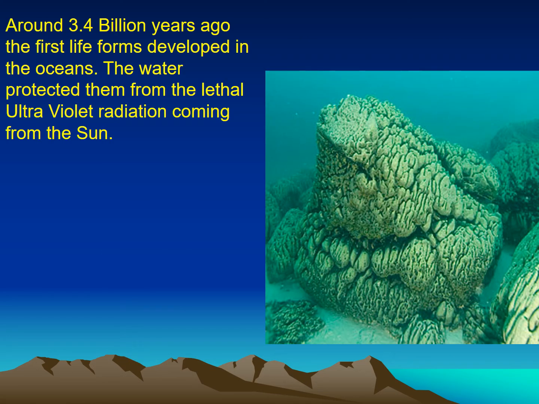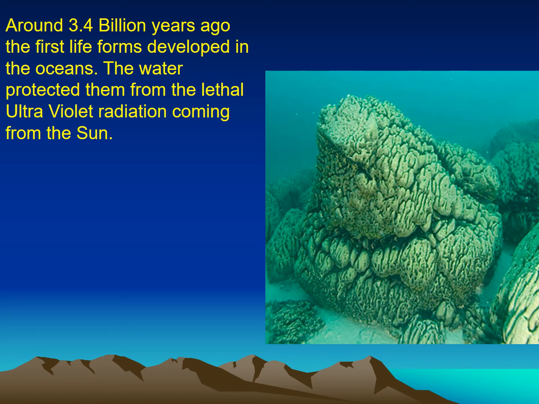Then we get to life. So about 3.4 billion years ago, we have the first life forms developing in the oceans. They had to develop in the ocean, not on the Earth's surface, because the Earth's surface didn't have any form of atmosphere that could protect it from the ultraviolet radiation coming from the sun. So if anything tried to exist or life tried to form on the Earth's surface, it would almost immediately die due to the ultraviolet radiation from the sun.